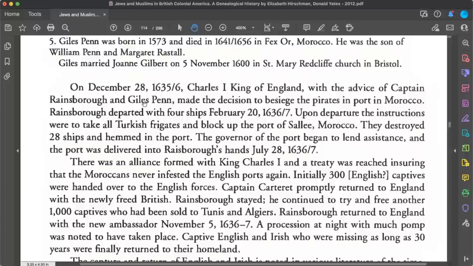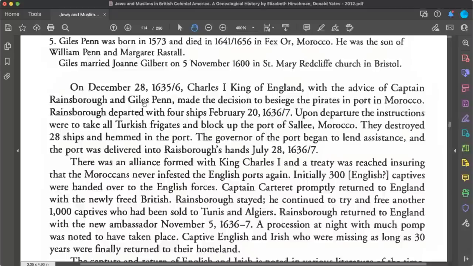All right, this is an ancestor of William Penn. There was an alliance formed with King Charles I, and a treaty was reached ensuring that the Moroccans never infested the English ports again. You see this? The treaty with King Charles, the Moroccans. Initially, 300 English, with a question mark. We don't know. So-called English, most likely cryptos. Captives were handed over to the English forces. All right, so these are captives. They were handed over to who? English forces, so-called English. Captain Carteret promptly returned to England with the newly freed British.